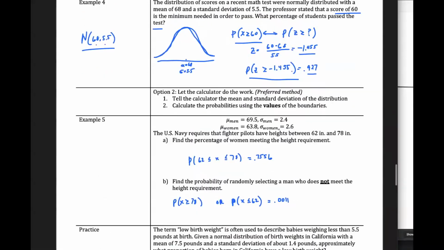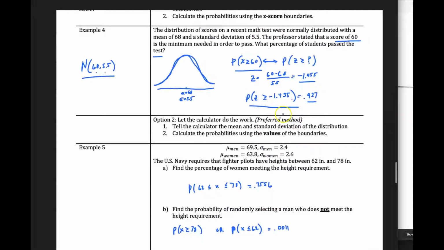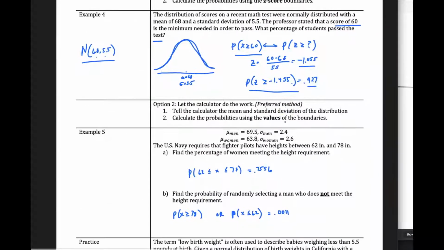There's another method we can use, which is using technology. So let's look at the same thing, but without the conversion to z-scores.